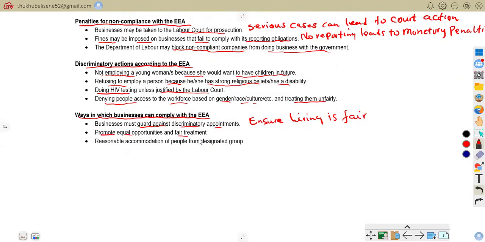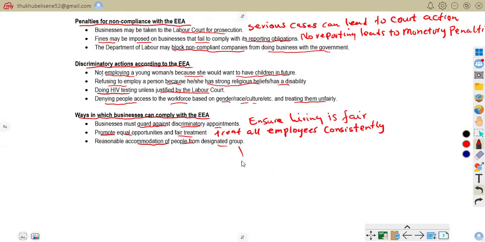Promote equal opportunities and fair treatment. So meaning treat all employees consistently. For example, giving everyone a fair chance to apply for training. Reasonable accommodation of people from designated groups. So adjust the workplace to support disadvantaged groups.